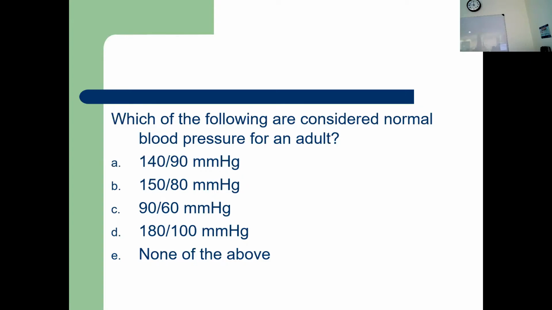So I guess now we look at diastolic pressures to indicate hypertension and hypotension. So if you have greater than or equal to 90 millimeters mercury diastolic pressure, that's considered hypertension. Less than 60 diastolic is hypotension.